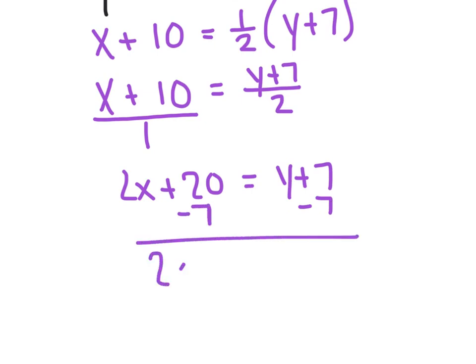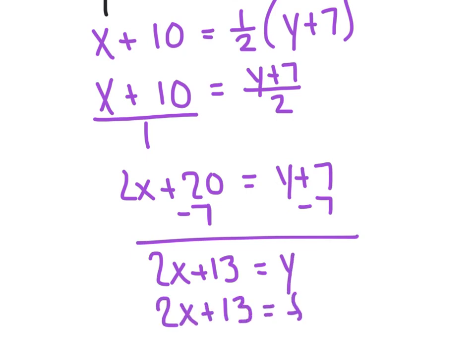Next thing I'm going to do is subtract 7 from both sides, and let's see, 2x plus 13 equals y. I could go ahead and replace my y with the appropriate notation, f inverse of x, and boom, we got it.